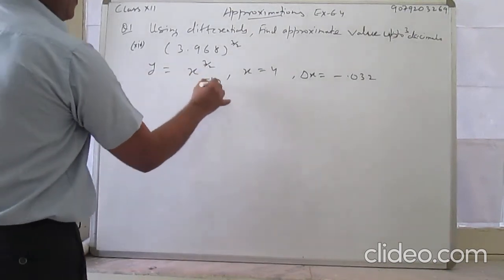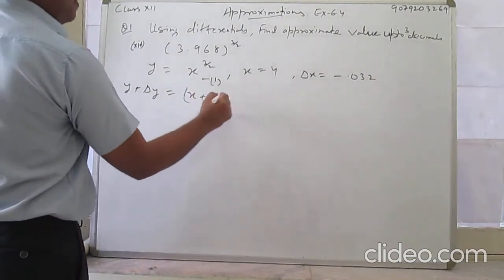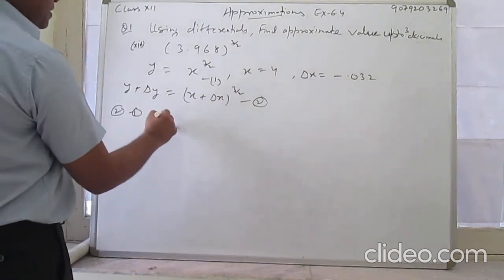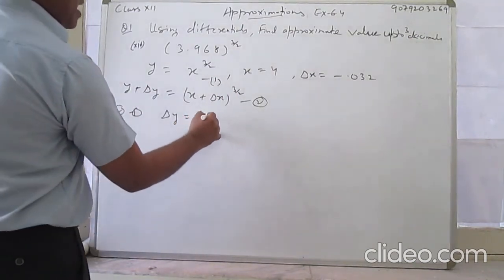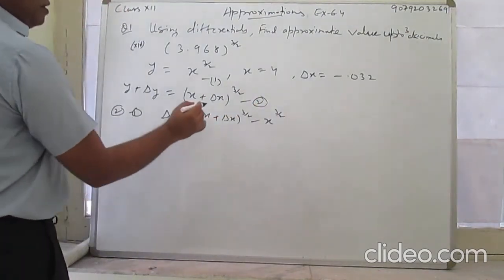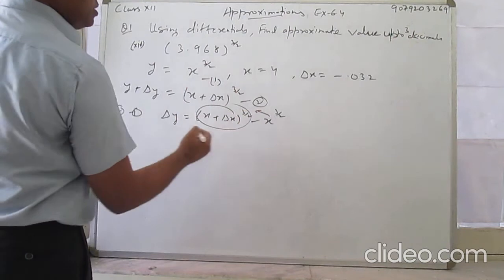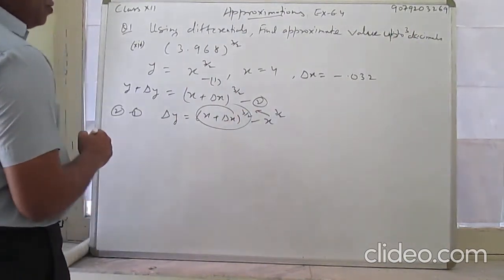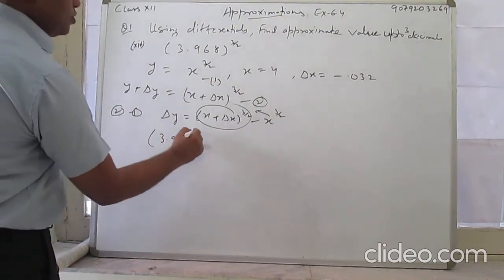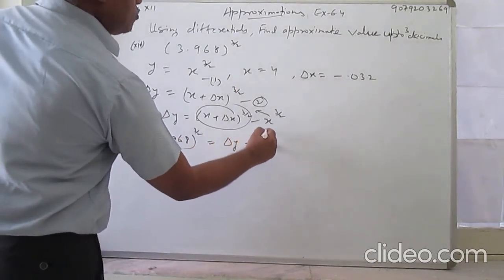Now this is equation 1. y plus delta y is x plus delta x to the power 3 by 2. Equation 2. Subtracting 1 from 2, we get delta y equal to x plus delta x to the power 3 by 2 minus x to the power 3 by 2. In place of the whole thing, put 3.968, and transpose x to the power 3 by 2. You will get 3.968 to the power 3 by 2 is equal to delta y plus x to the power 3 by 2.